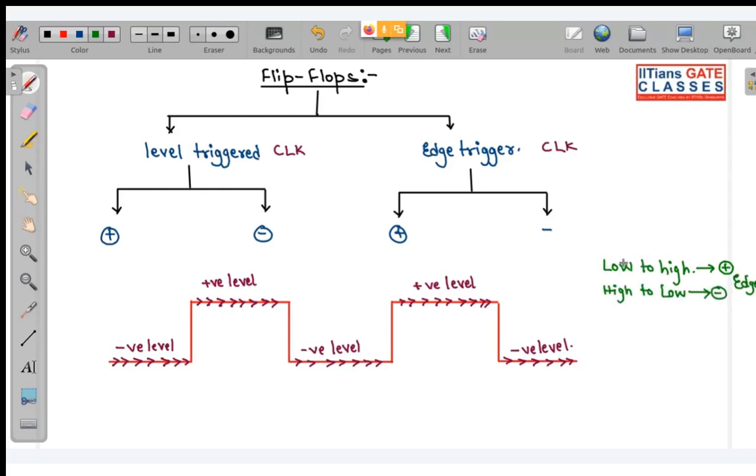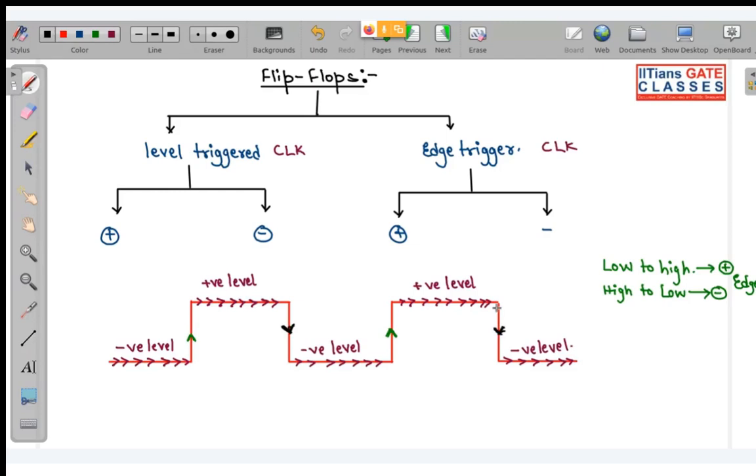So positive edge, when we go from low to high, at that time we will encounter one positive edge. When we go from high to low, we will get your negative edge. Over here you can see we are going from low to high, so this will be your positive edge. Similarly, once again going from low to high, this is also one positive edge. Now, what about negative edges? Here you are going from high to low, so this is one negative edge and this is one negative edge. So these are your positive edges and negative edges.